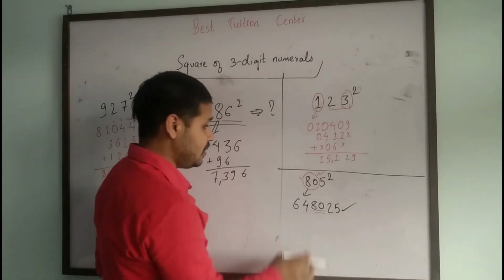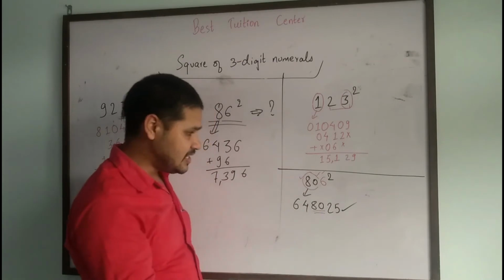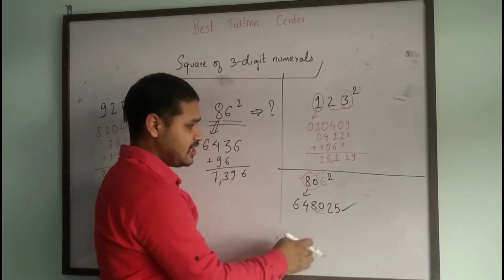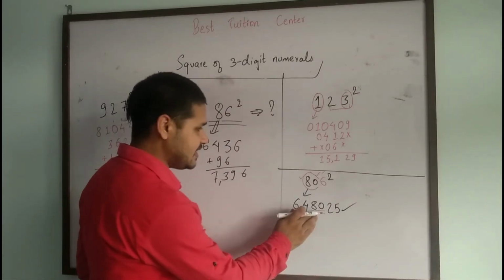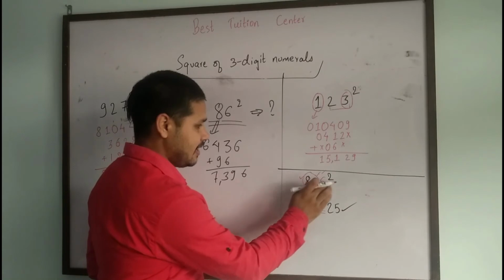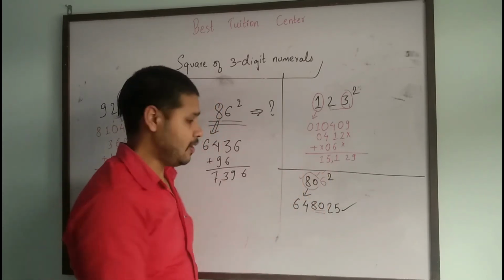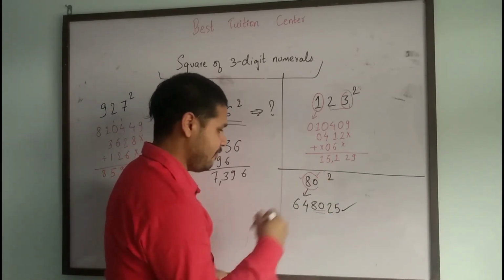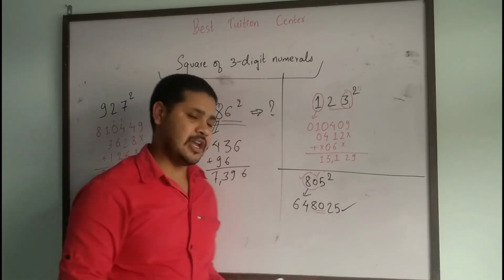If the question was 806, then at that time it could not have been 80 here. Instead it would have been something else here, right? It would have been 96 here. It's because 8 times 6 is 48, times 2 is 96. Okay, but since the question is 805, that's why the answer will be 64, 80, 25.